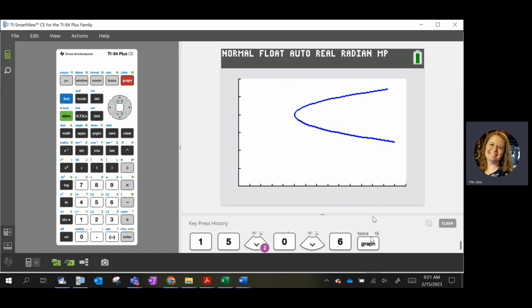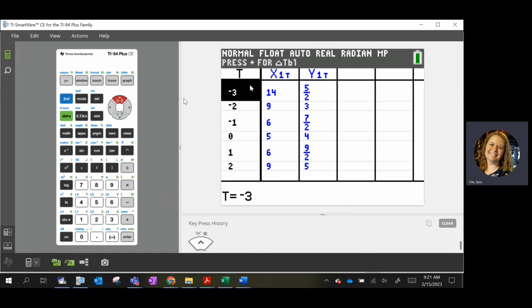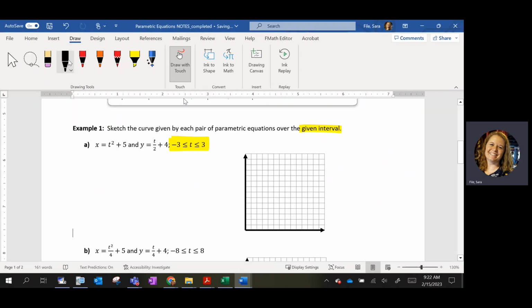Are you with me on that? Okay, so this is what our graph should look like. Okay, we're going to plot that. To see the actual points, I'm going to use that table. Okay, so we said we're going from where T is -3 to +3. So I'm going to plot that first point when T is -3 at 14 and then 5 halves, which is just 2.5. So my first point, I'm going to go out there to 14, and this grid goes to 14. This last line is 14. 2.5.